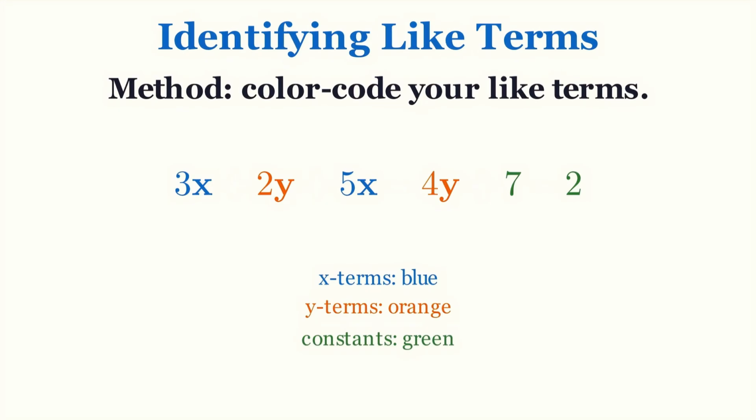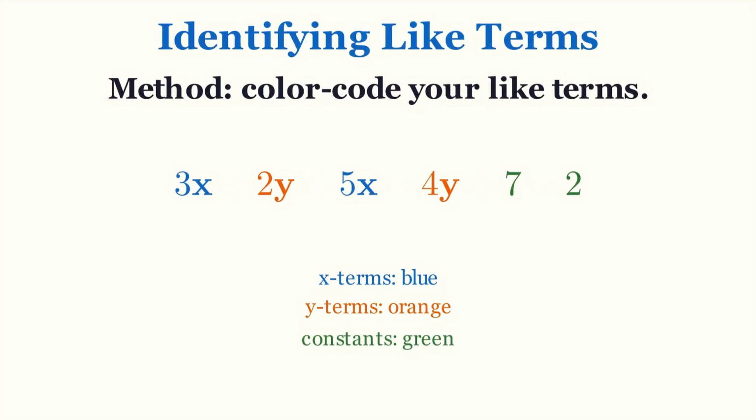Try this one yourself. Pause if you need to. Then I'll show you. See it? Same colors, same group. Easy. Now the golden rule. And this is the whole skill. Combine the coefficients. Keep the variable the same.